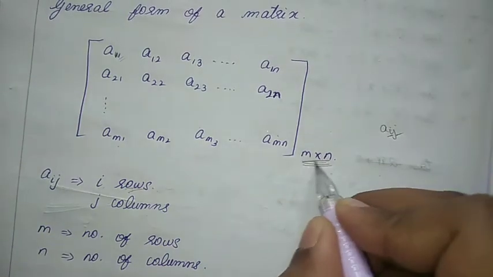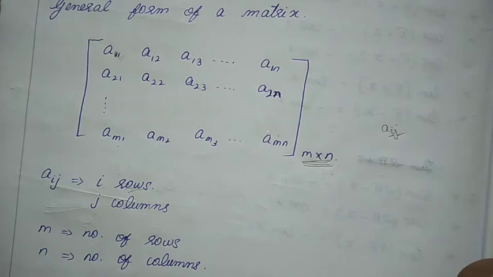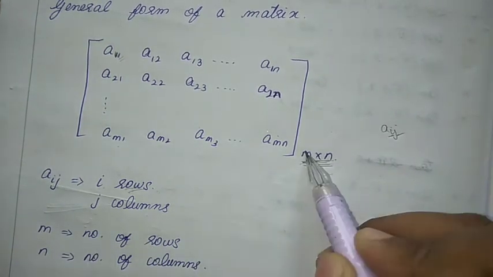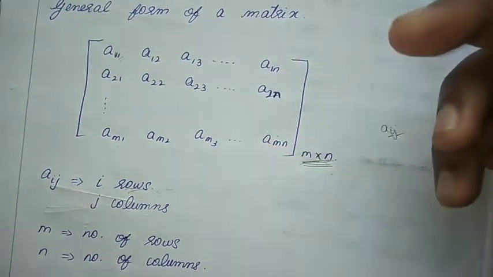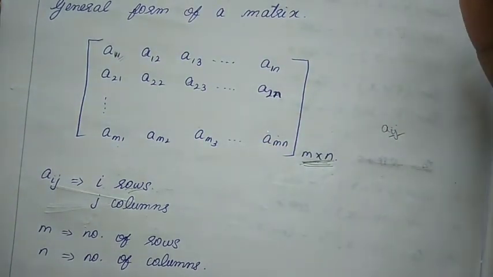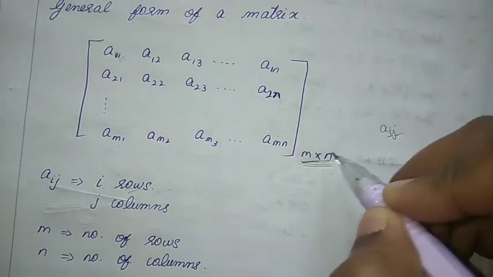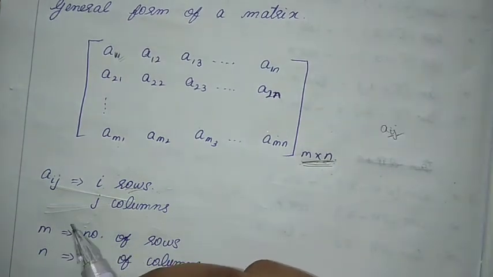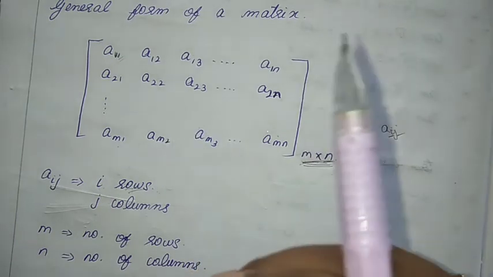Here it is m by n. This will be read as m by n. It is not m into n or m cross n. It is read as m by n. Here m represents the number of rows. Since this is a general form, we will not know how many rows it has, so I have represented it with m, and the number of columns with n. So m represents the number of rows and n represents the number of columns.